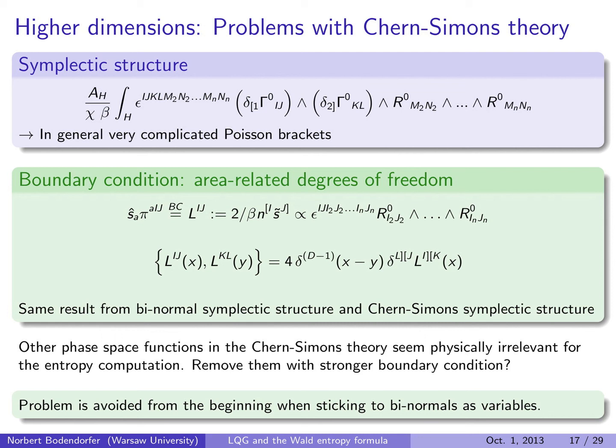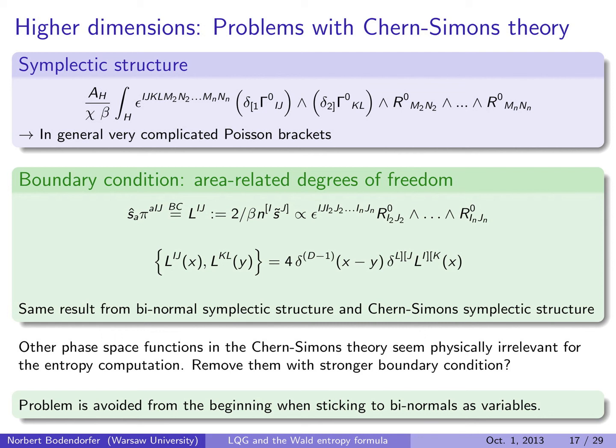So as just discussed, Chern-Simons theory, or higher dimensional Chern-Simons theory, is rather complicated, and it has this complicated symplectic structure written in the first box. And if you, for example, try to calculate the Poisson bracket between two connections, this is a very complicated thing because you would have to invert for that this wedge product of the R zeros there.